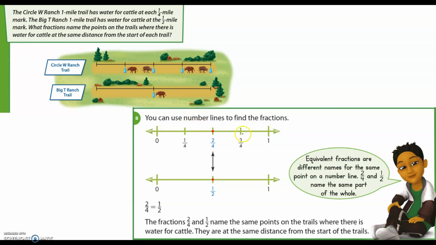So we can draw a number line to try to find the equivalent fraction. You need to make sure first that your number lines are the exact same size. You need to make sure that your 0 and your 1 match up perfectly. Then you can draw your 1/4, 2/4, and 3/4, and then your 1/2. Now, matching up my number lines, I can see that 2/4 is equivalent or equal to 1/2.